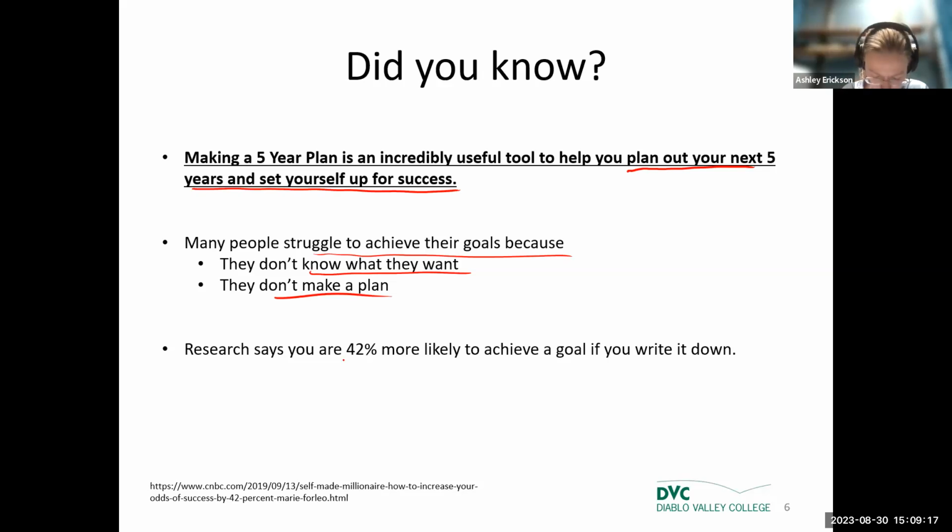And yet we know from research that you're 42% more likely to achieve a goal if you write it down. So the idea with a 5-year plan is that you start thinking about what are the goals that I want to achieve over the next 5 years. And that way it can help guide you as you go about your day-to-day decisions and planning for your future. And so one of the first things I started doing when I entered industry was I made that 5-year plan. And I figured out, where do I want to be 5 years from now?